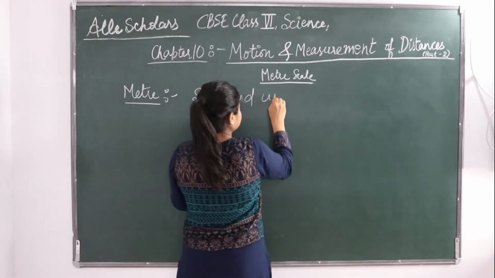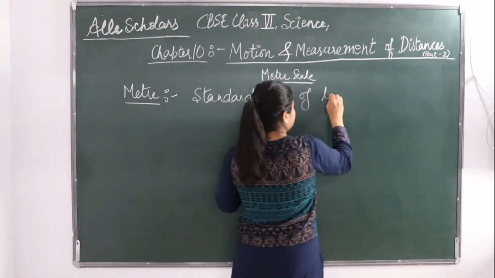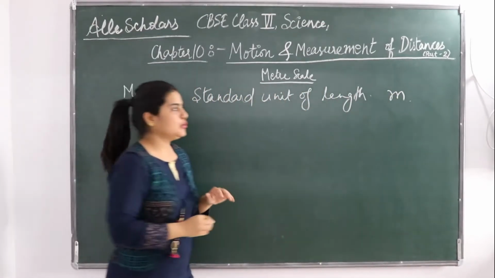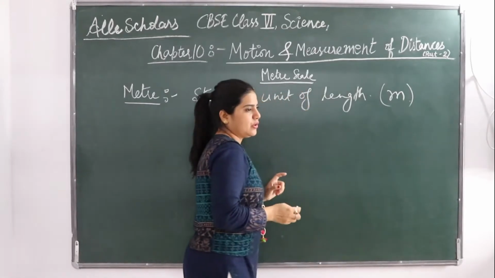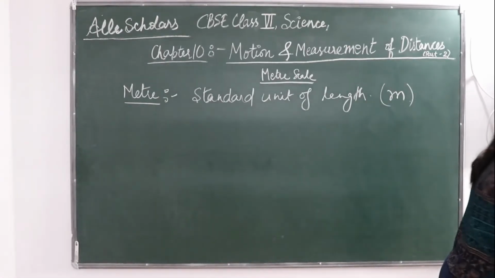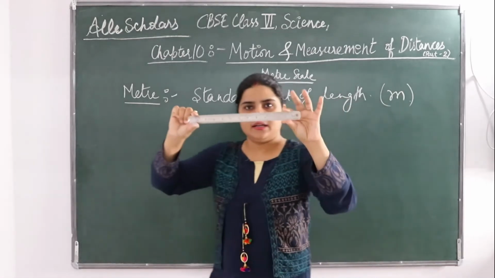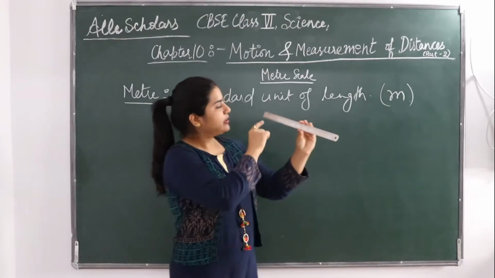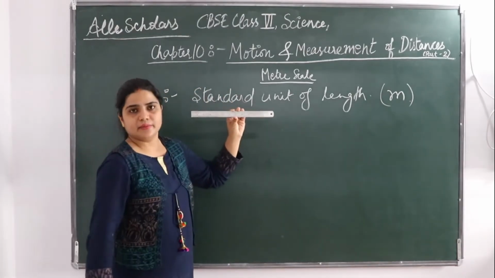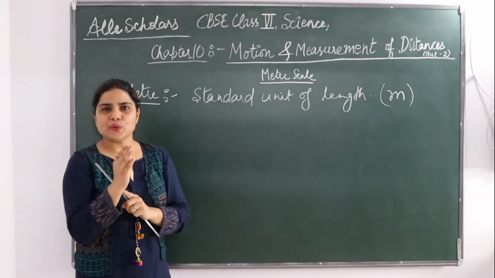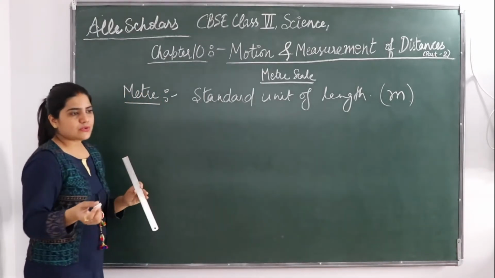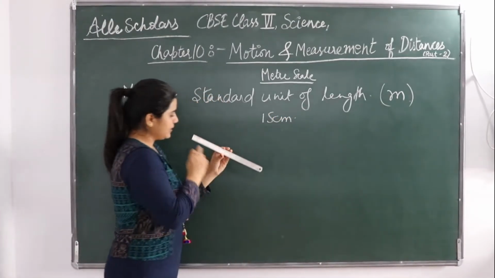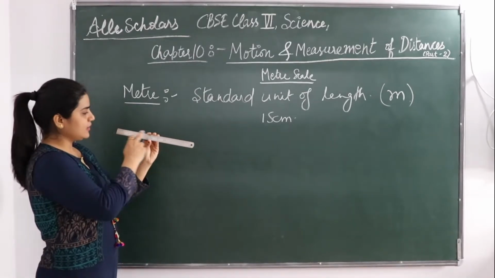The standard unit of length and the symbol used is m. Small m we use to denote meter. Okay, so here you can see this is a meter scale. I hope it will be clear to you. This meter scale has 30 centimeters, and if you see the small ruler which you use in your pencil box or geometry box, it has 15 centimeters. This is a bit larger ruler, so it has how many?